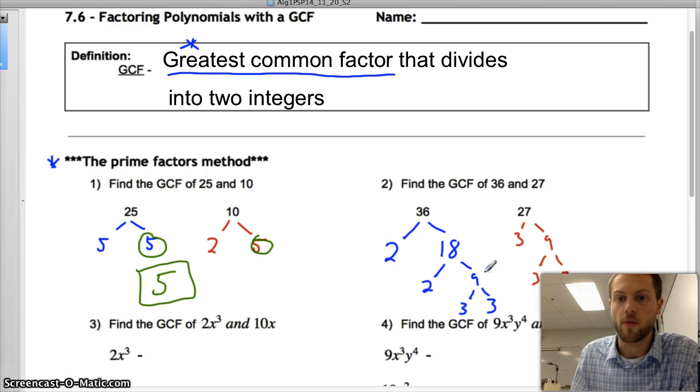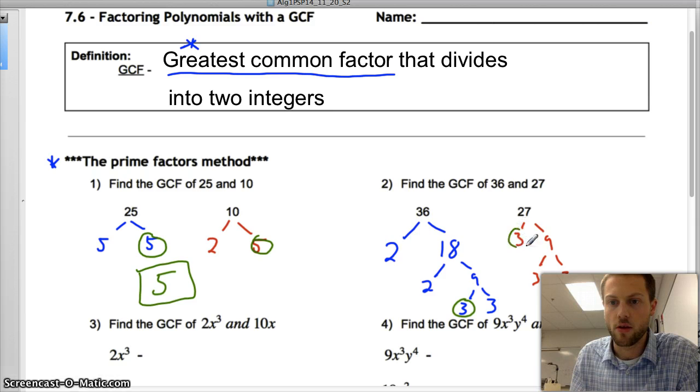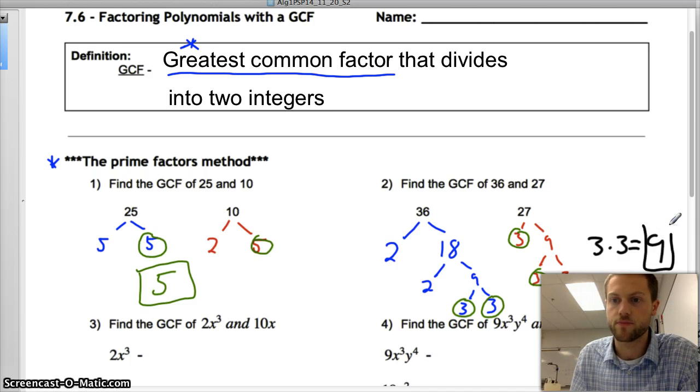Okay, so now I'm looking for my common factors. So I've got a 3 here, and a 3 here, and a 3 here, and a 3 here. So it looks like I've got 2 pairs of 3s. So my greatest common factor is going to be 9. So the GCF of 36 and 27 is 9.